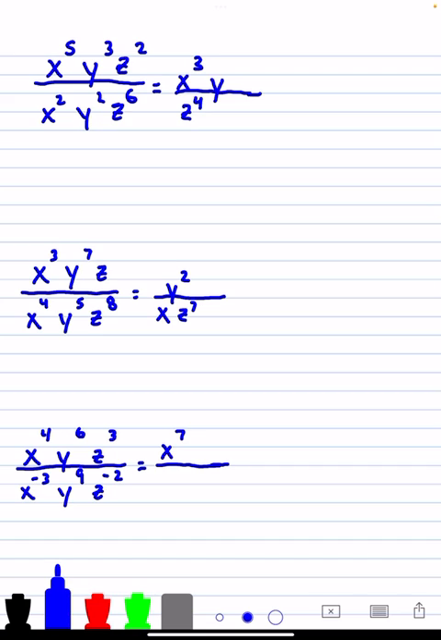Y to the 6th divided by y to the 9th. The difference, 9 and 6, is what, 3? But it's higher in the denominator. And now for our z's, we have z to the 3rd power divided by z to the negative 2. It's going to go to the numerator because 3 is larger than negative 2. And 3 minus a negative 2 is 5.